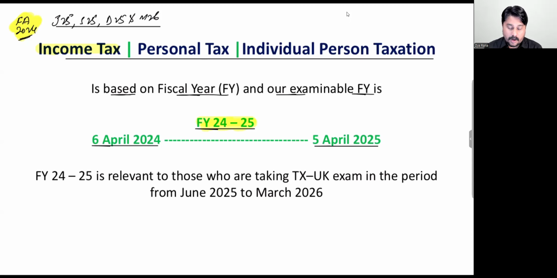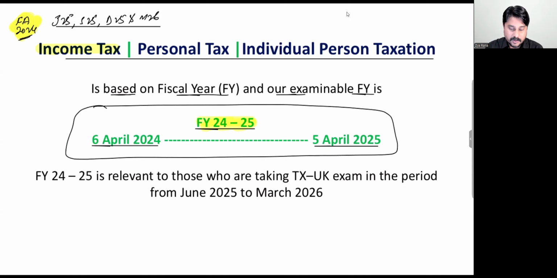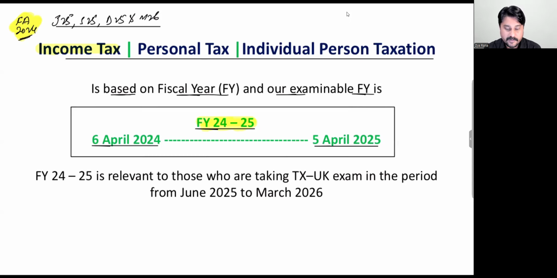And all of the calculations in income taxes will be performed according to the fiscal year 24-25, which starts on 6 April 24 and ends on 5th April 25. By the way, every country has its own tax year dates. For example, the Pakistani tax year starts on 1st July every year and ends on 30th June next year. The UK tax year starts on 6 April and ends on 5th April. These are the standard dates for the fiscal year in the UK.